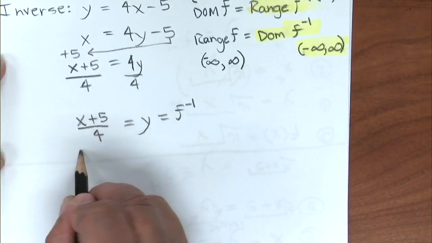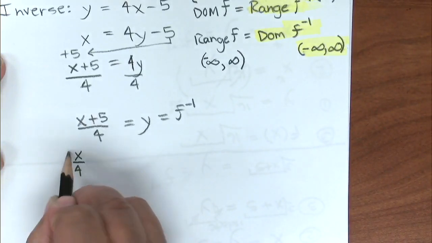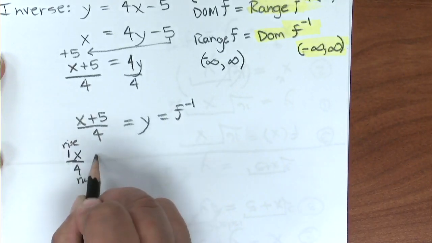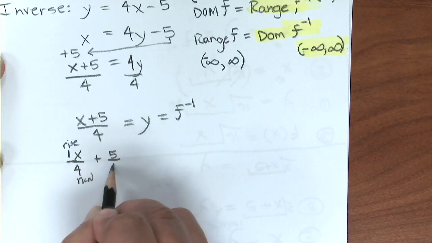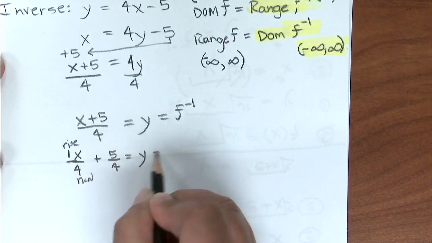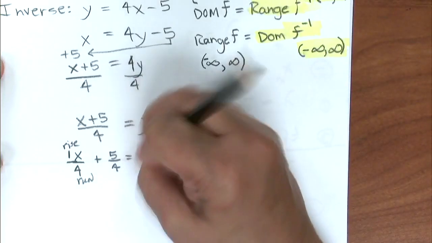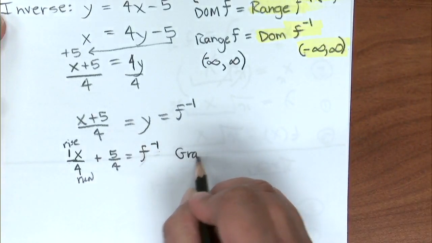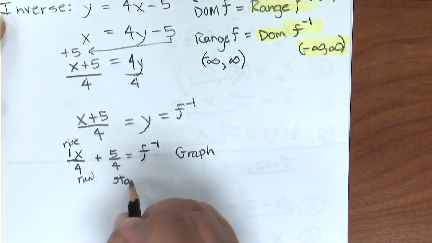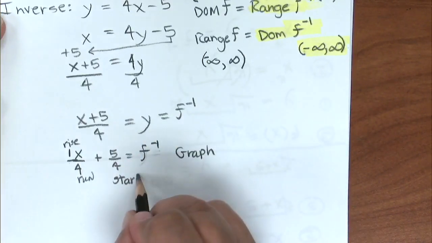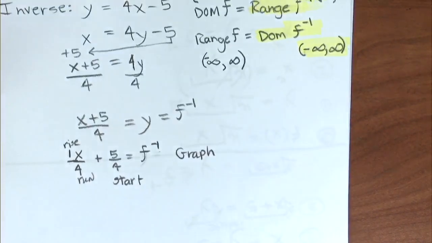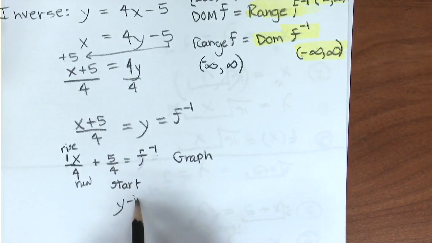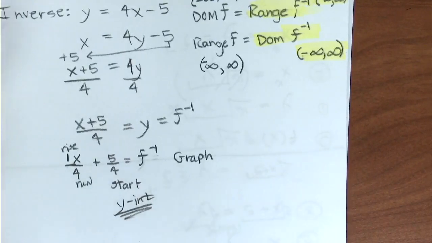Okay, let's separate it out. Let's go x over 4. There's your slope, 1 over 4. This guy's the rise. This guy's the run. And then 5/4 will be your y-intercept. So that's just like this is the inverse function. I'm not going to write the y anymore. I'll just write inverse. And we now need a graph for that. So I am going to start the graph at 1 1/4 or 1.25, and then I'm going to rise 1, run 4. Okay, starting at 1.25 on the y-axis. This is a y-intercept if you're graphing by hand.